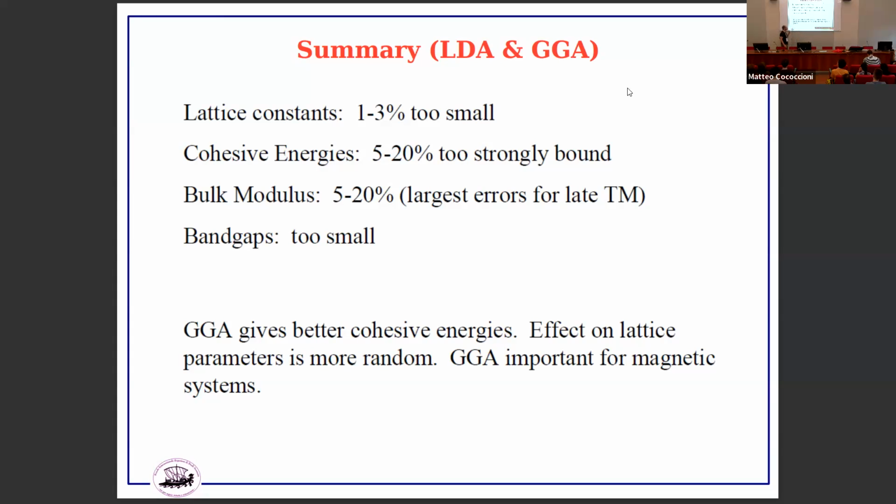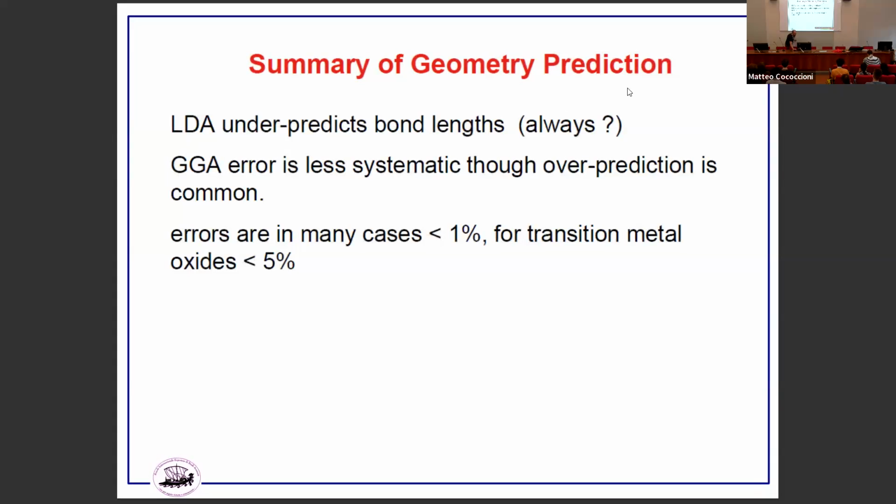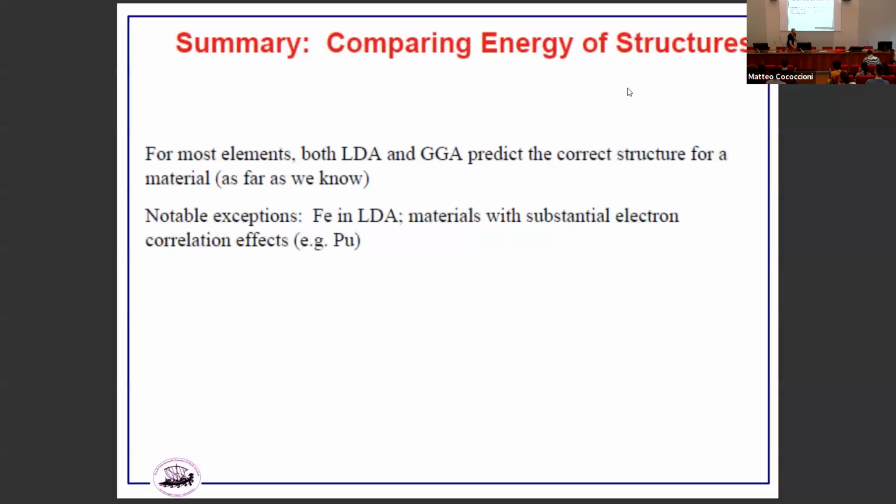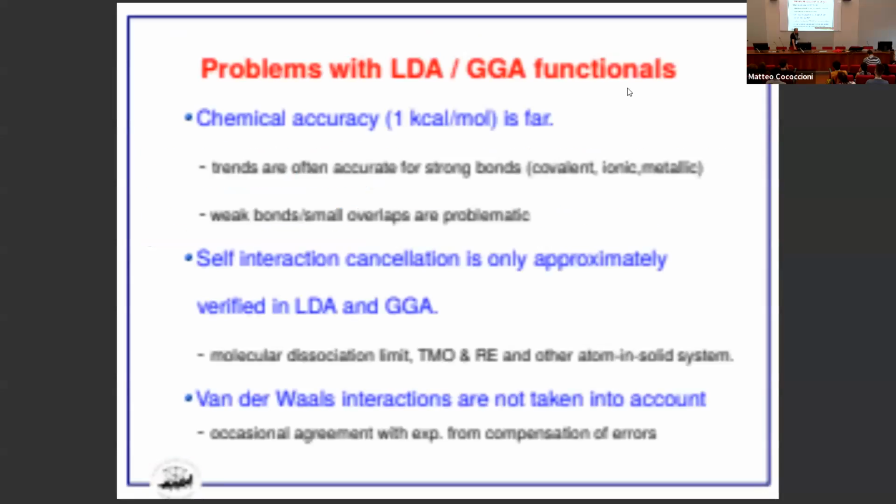And GGA was important to fix some major problems for magnetic systems, like iron, which was not magnetic in LDA, while it is magnetic in GGA. And if you compare different structures of elementary materials, you find that GGA gives the correct ordering of the different structures. So iron in LDA was not magnetic, while instead it becomes magnetic.